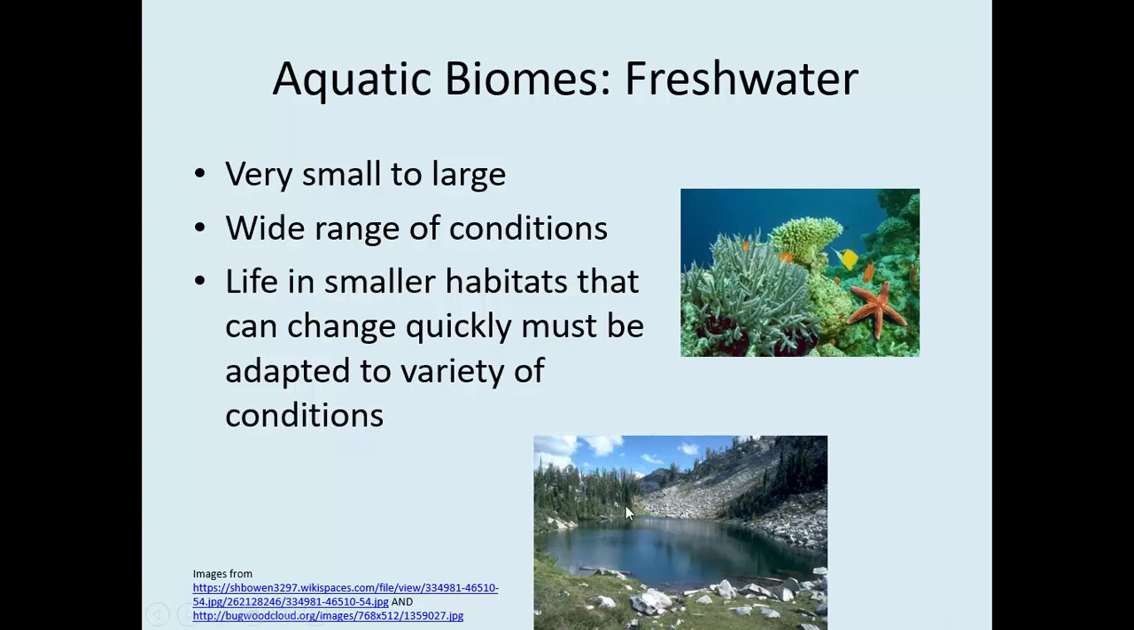And then we talked about how wetlands can dry up, and so life that lives in smaller wetland habitats must be able to adapt quickly, or they must be adapted to a variety of conditions because that habitat could dry up, or it can get hot or cold very quickly if it's a very shallow lake. And so organisms must learn to survive in a lot of changing conditions, as opposed to the ocean biome in which the conditions stay relatively static over time.